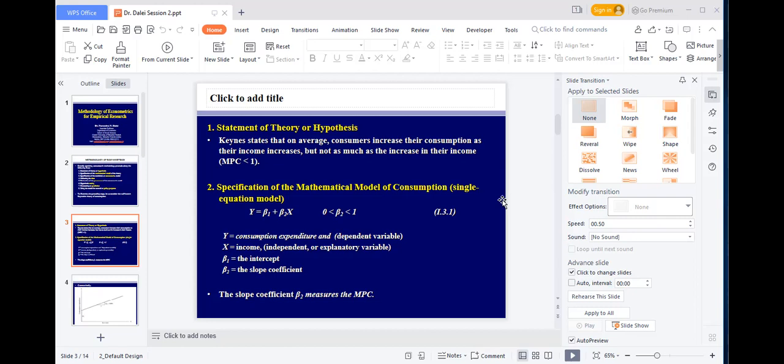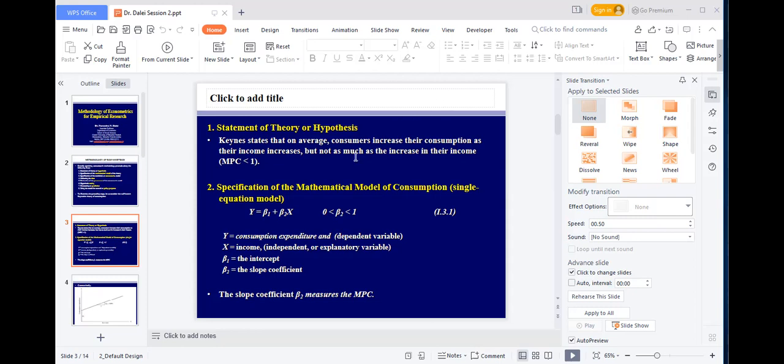The mathematical model here: we know that there are only two variables associated with this theory, one is consumption and the second is income. We can write our mathematical model using both variables. So y is equal to beta 1 plus beta 2 x, where y is the consumption expenditure, the dependent variable, and x is the income, the independent or explanatory variable. Beta 1 and beta 2 are both constants. Beta 1 is the intercept and beta 2 is the slope coefficient.